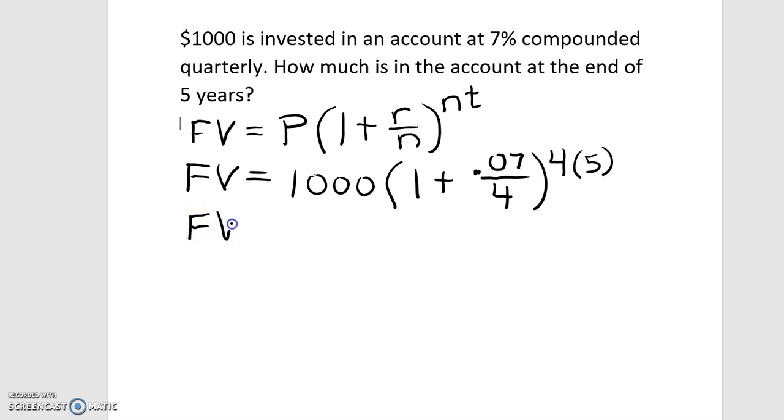Remember that when we are putting this into the calculator, we want to make sure that we do not round until the final answer. And because we're working with money, we will round our final answer to 2 decimal places. So once we put all this into our calculator, we get a future value of $1,414.78.